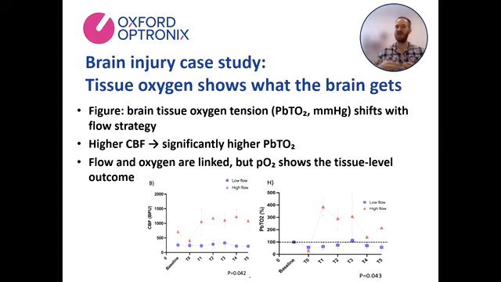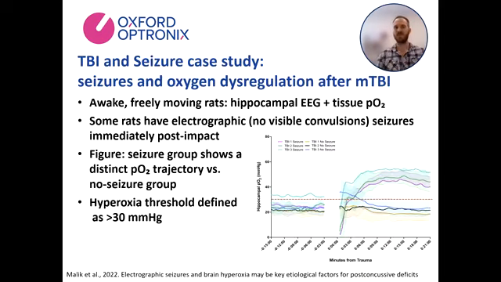Okay, so now that we've seen this in a larger animal model, let's stay in brain injury, but shift to a different question. What happens when seizures enter the picture after a mild TBI? So this next case study is a repetitive mild TBI, concussion-style injury, and the question is whether some animals enter a state that helps explain post-concussive defects. The team here recorded hippocampal EEG and tissue pO₂ in awake, freely moving rats. Some animals show electrographic seizures right after impact, even without obvious convulsions.